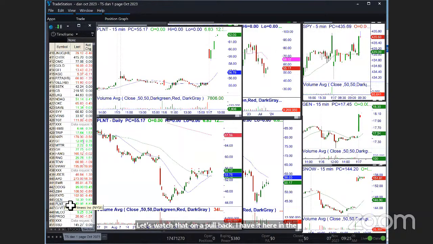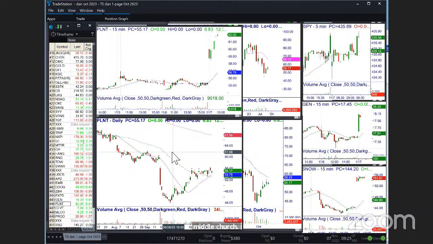The plant, gap's too big, but bullish as can be.